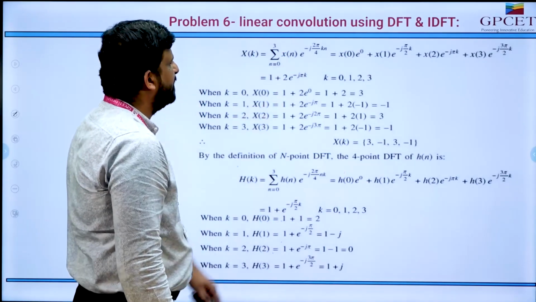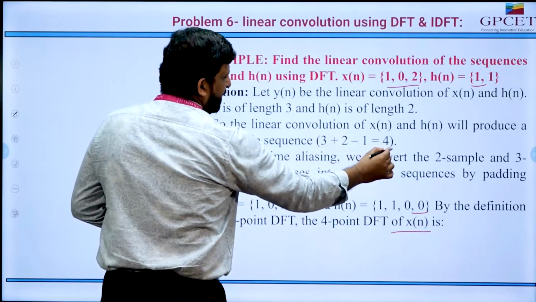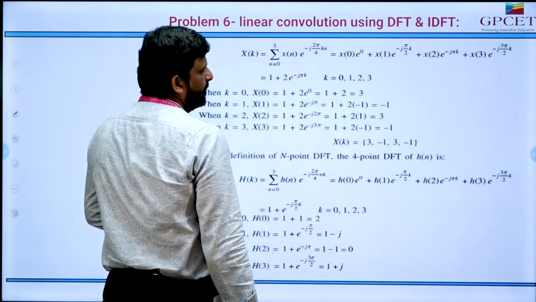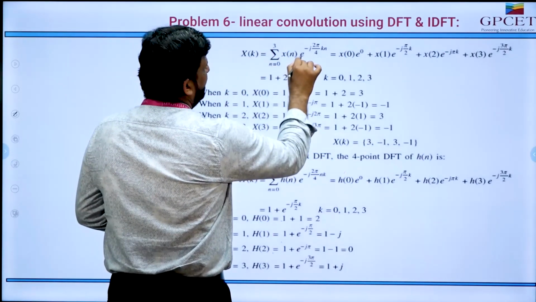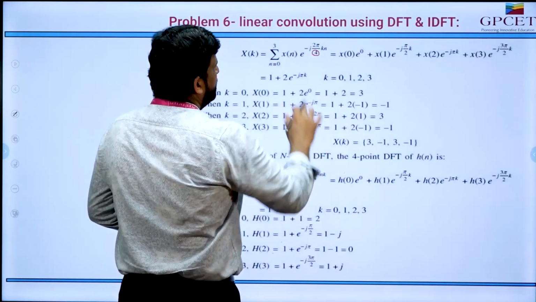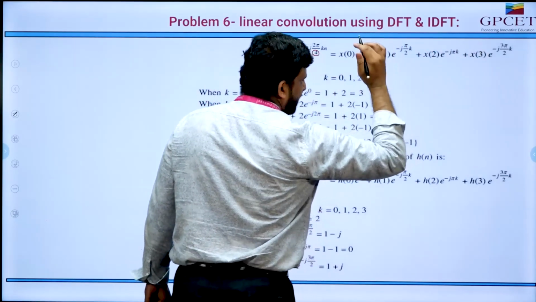So I have taken the equation and we know that capital N is equal to 3. We know that the length we got here is L plus M minus 1, that is 4, so capital N is equal to 4. So n is equal to 0 to N minus 1, that is 3, x of n e power minus j 2 pi by 4. 4 is nothing but the capital N. So I have expanded this summation: x of 0, x of 1, x of 2 and x of 3.